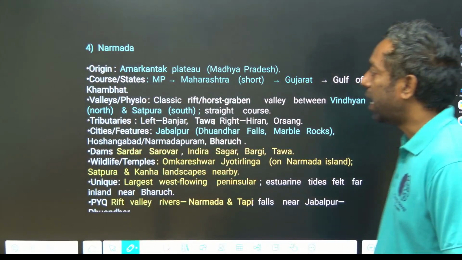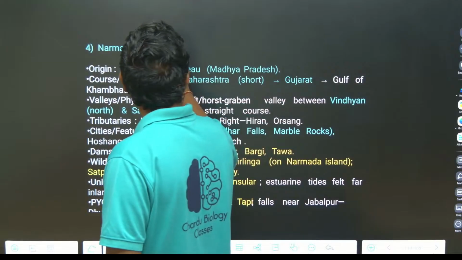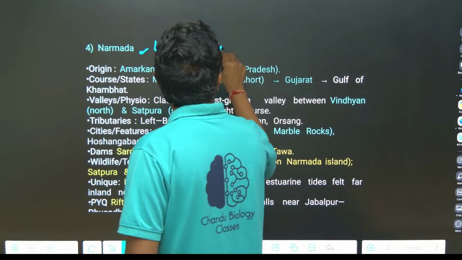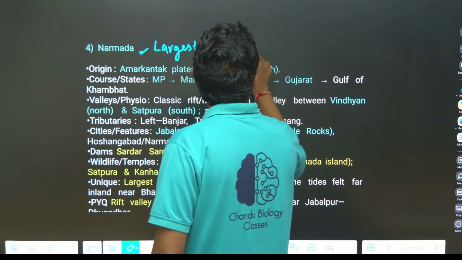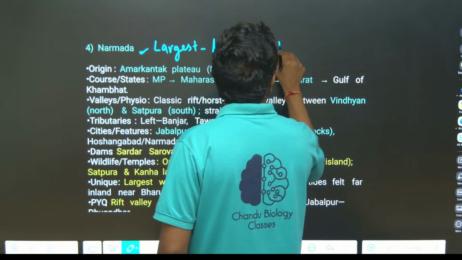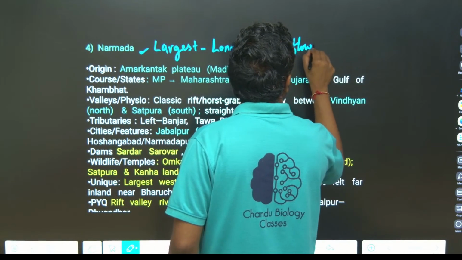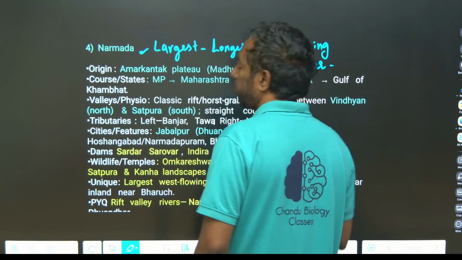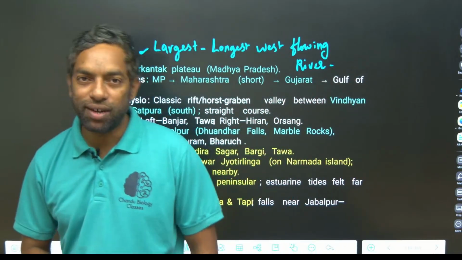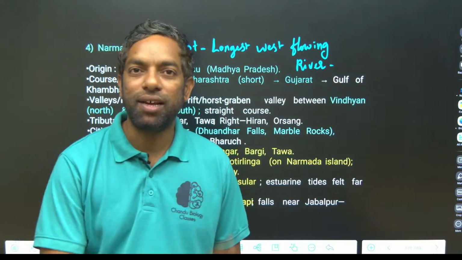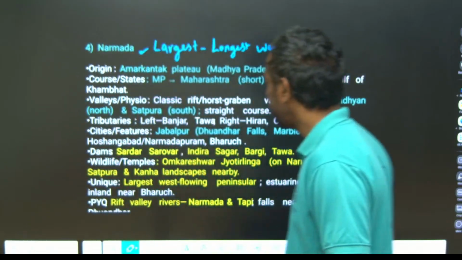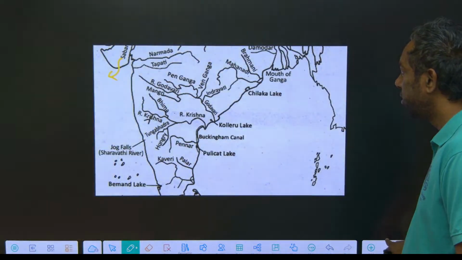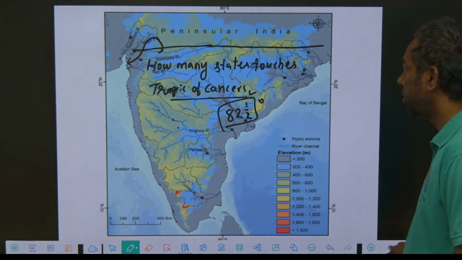Next, the Narmada river, the largest or longest west flowing river. The largest or longest west flowing river is the Narmada river. Just look into that Narmada river, where it flows, how many states it crosses.